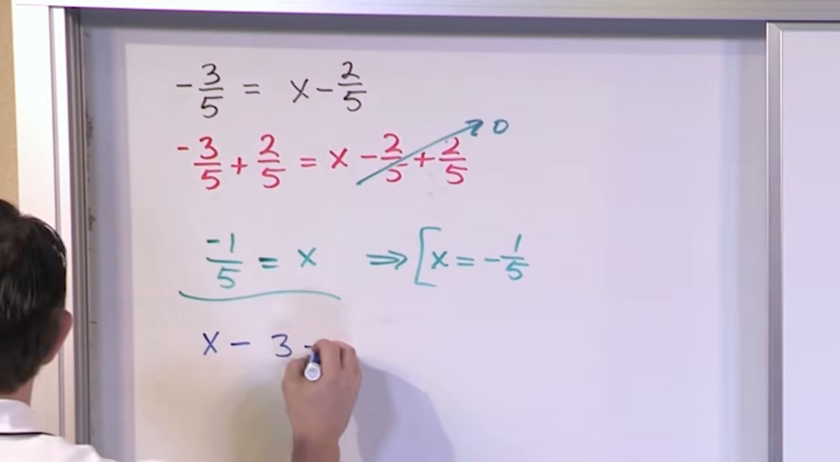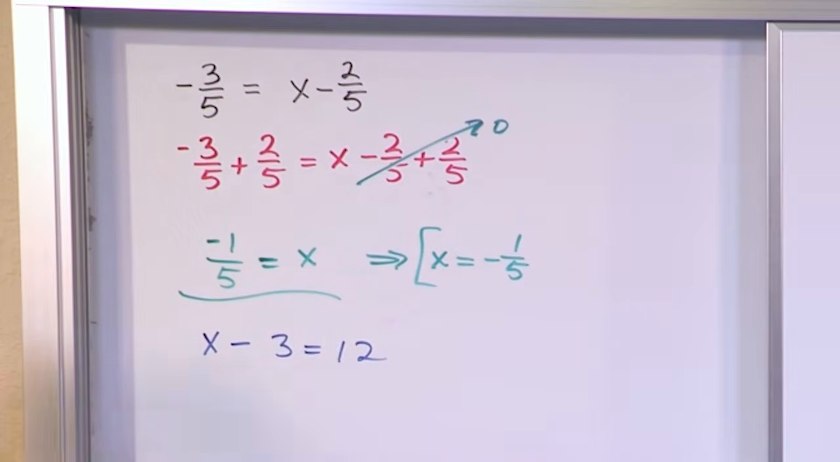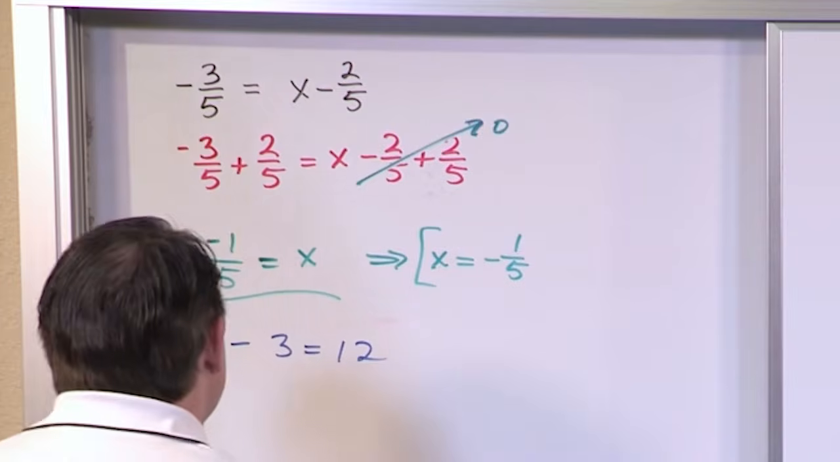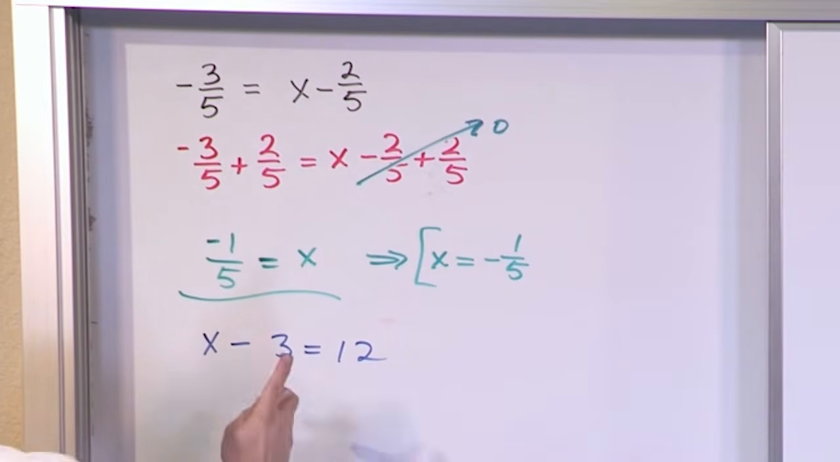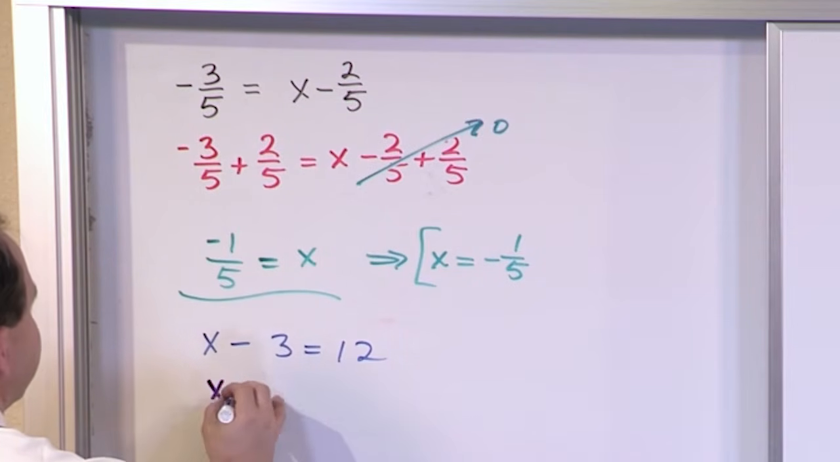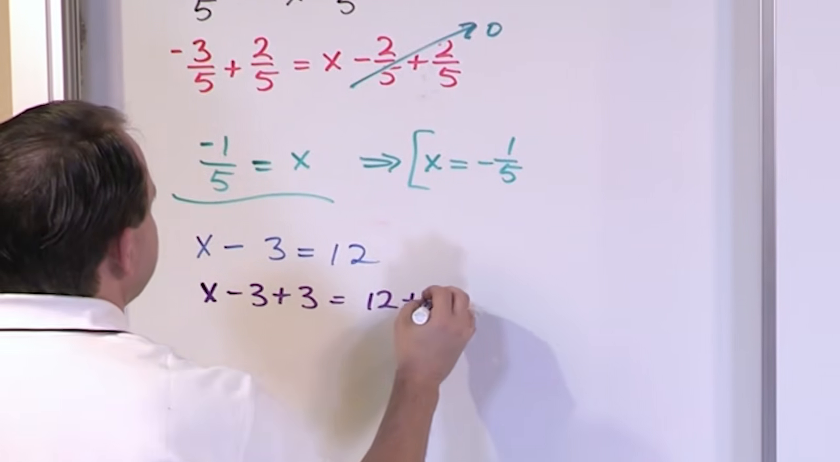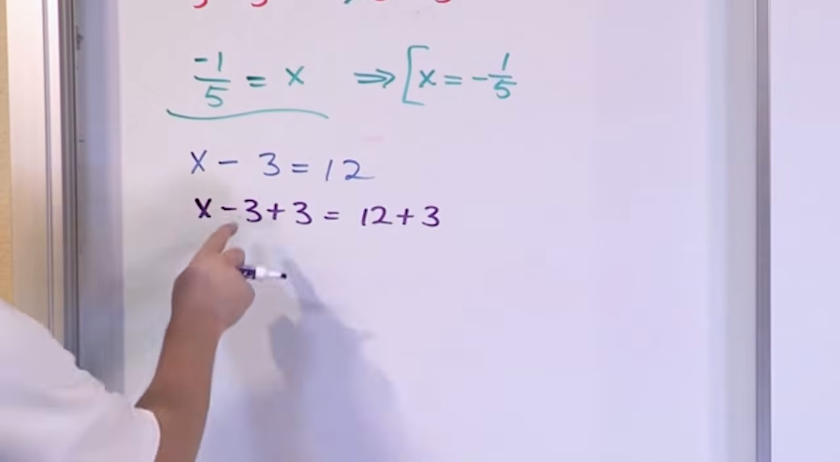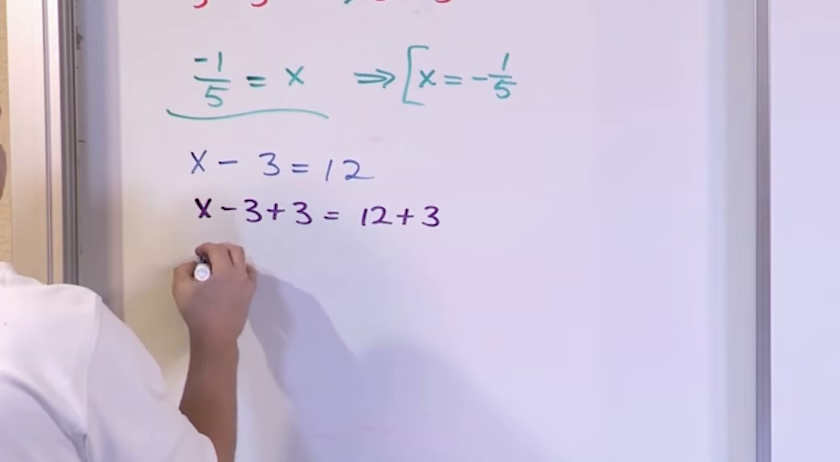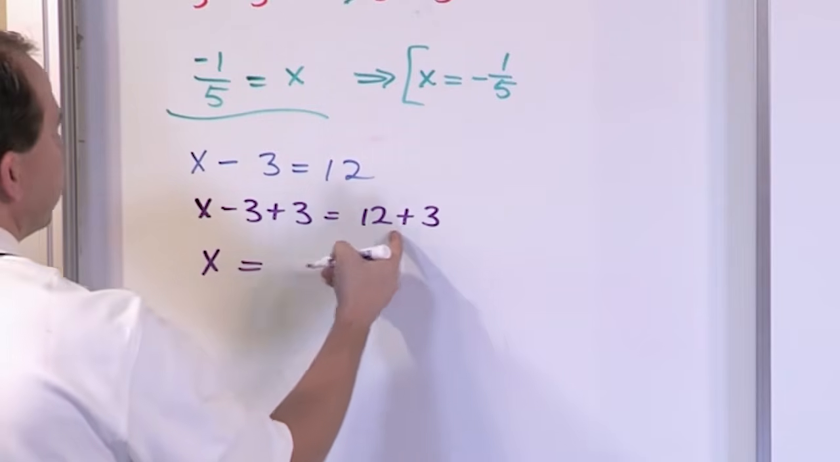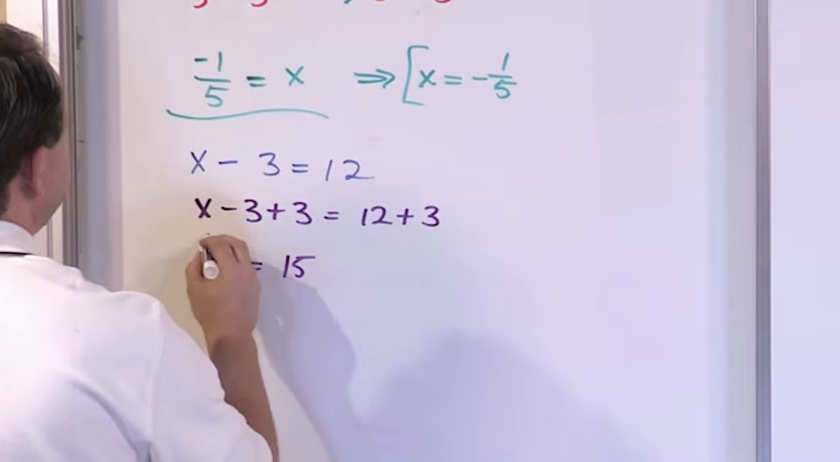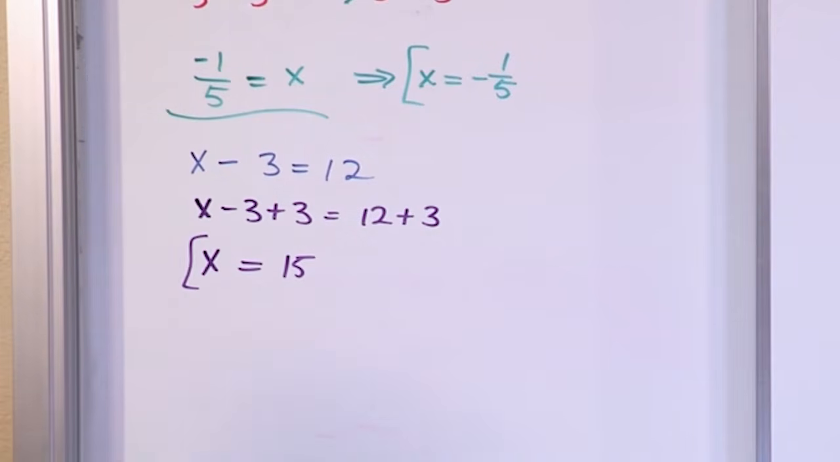X minus 3 is equal to 12. So there's an equation. How do we solve it? We're trying to get x by himself, so we want to get rid of this negative 3. The only way we can get rid of this negative 3 is by adding 3 to both sides. So we add it to the left, we have to add it to the right. Here, this is going to disappear, so on the left, all you have is x is equal to 12 plus 3 is 15. And that is the final answer for that problem.